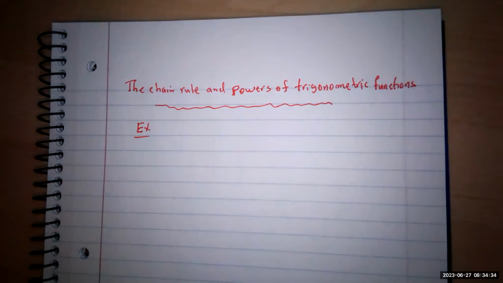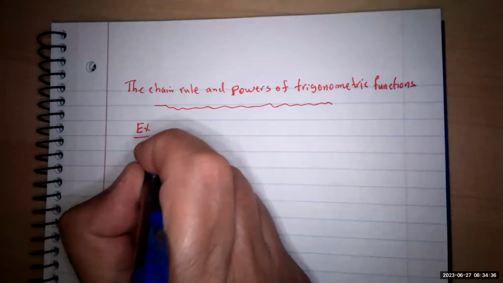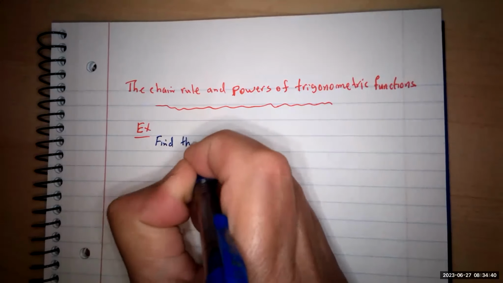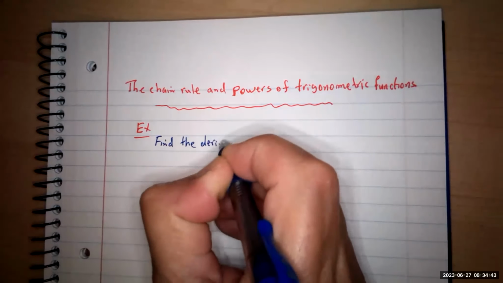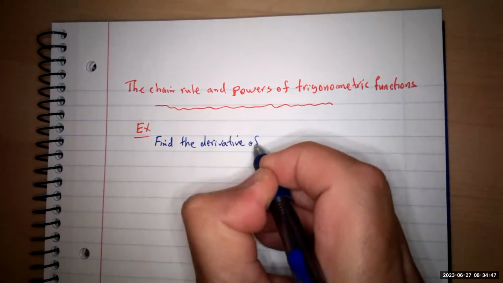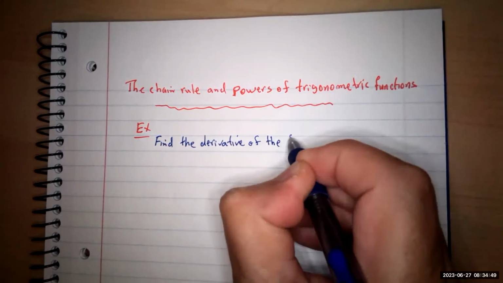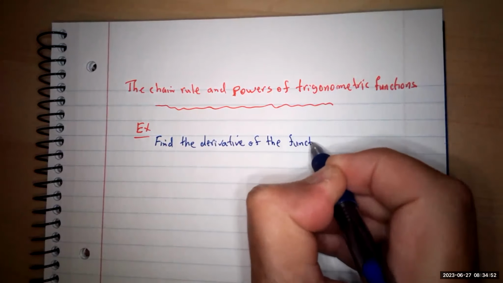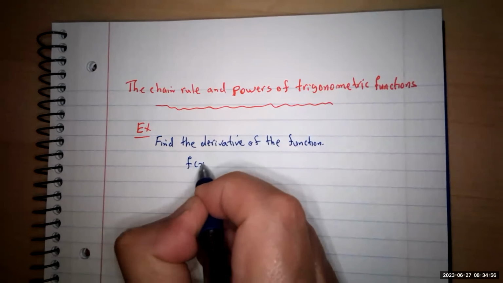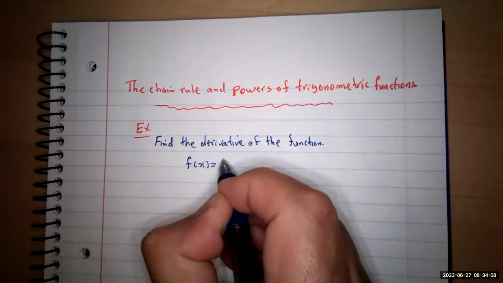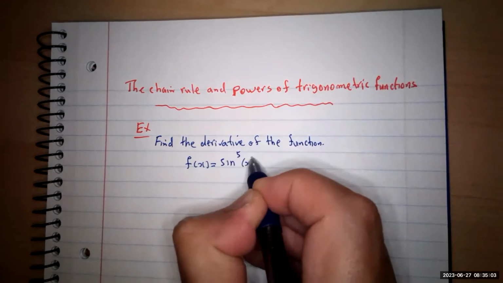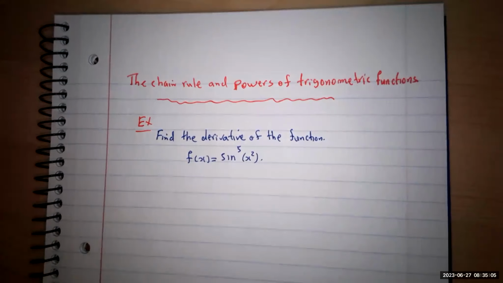Look at this example. We would like you to find the derivative of this function. What is this function? This is it, f of x equal to sine to the fifth of the x squared. You see, this is the one that you want to do.